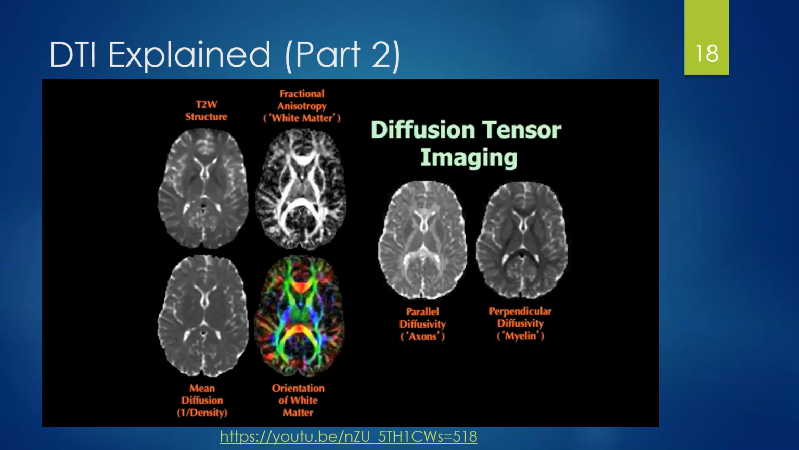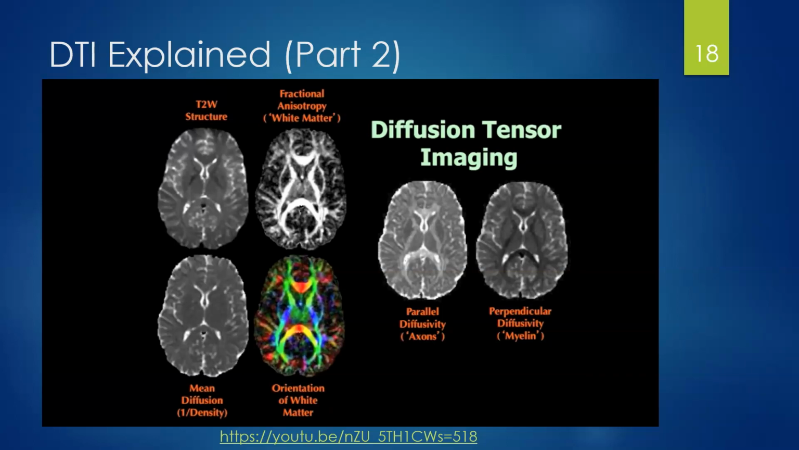One obvious feature is that the cerebral spinal fluid, or CSF, such as in the ventricles and at the cortical surface, has much higher mean diffusivity because it is a fluid without membranes. White matter and gray matter have similar mean diffusivities to each other and are modulated by the cellular densities.